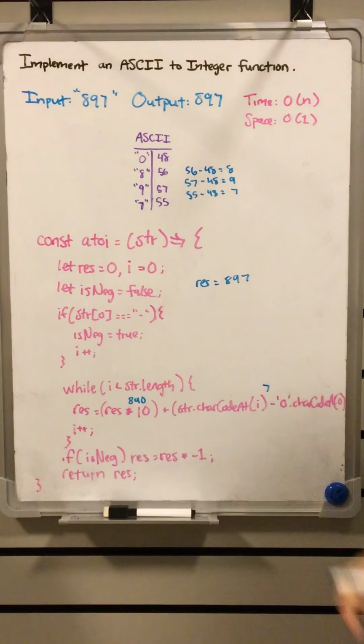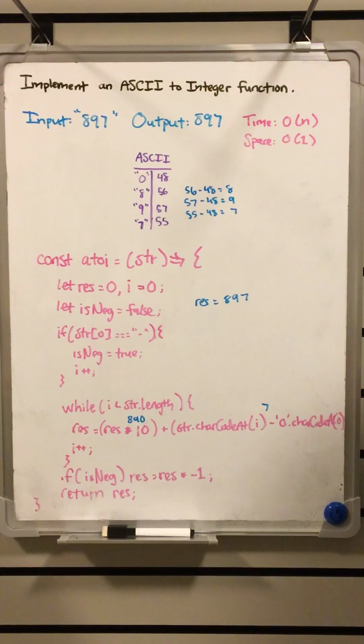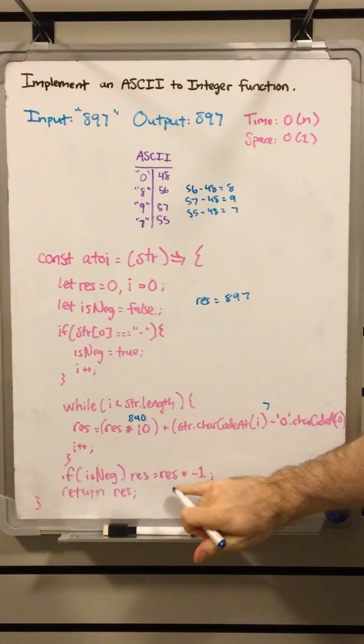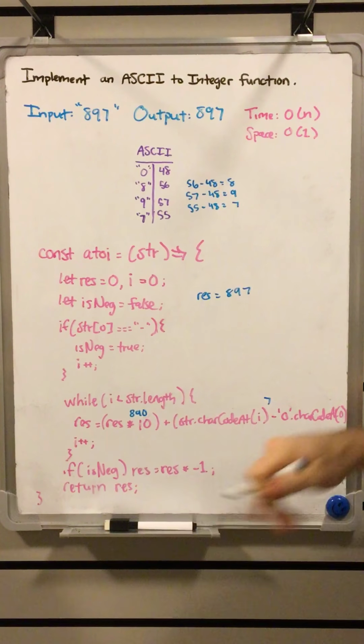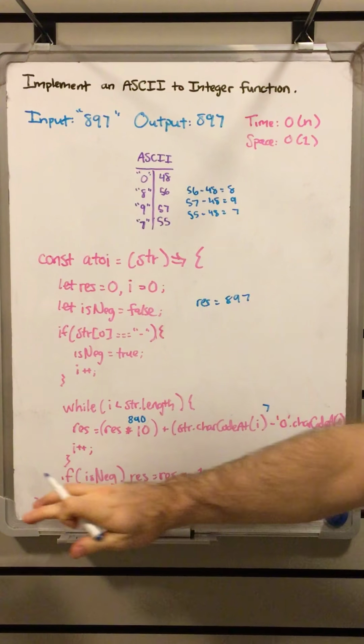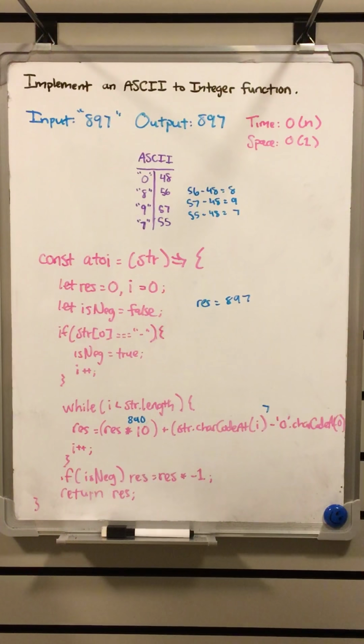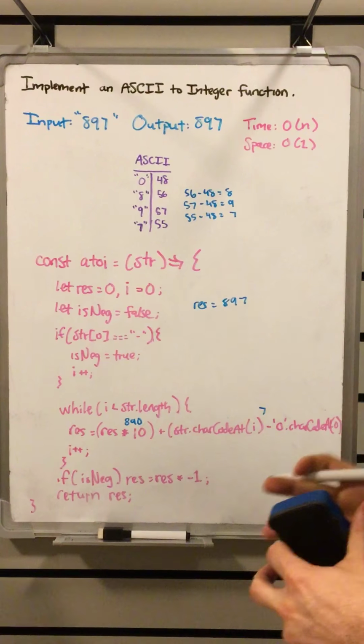By this point, we've already reached the end of our string. We ask if isNegative is true, then we multiply our output by -1. Otherwise, either way, we just return the result, which should be 897. So that's how you solve this problem.